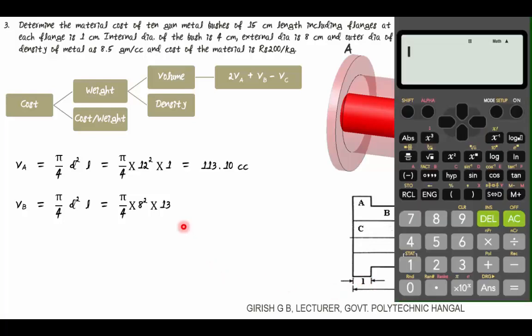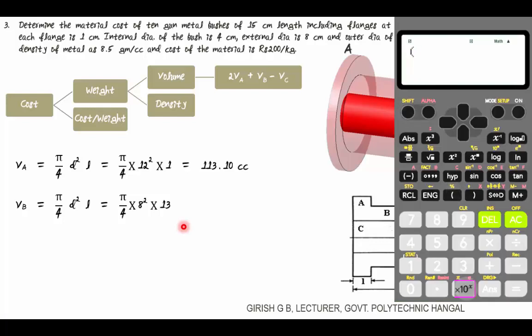Let's calculate its value. Pi divided by 4, into 8 square into 13, that will be equal to, we are going to store this value to B, 653.45 cc.